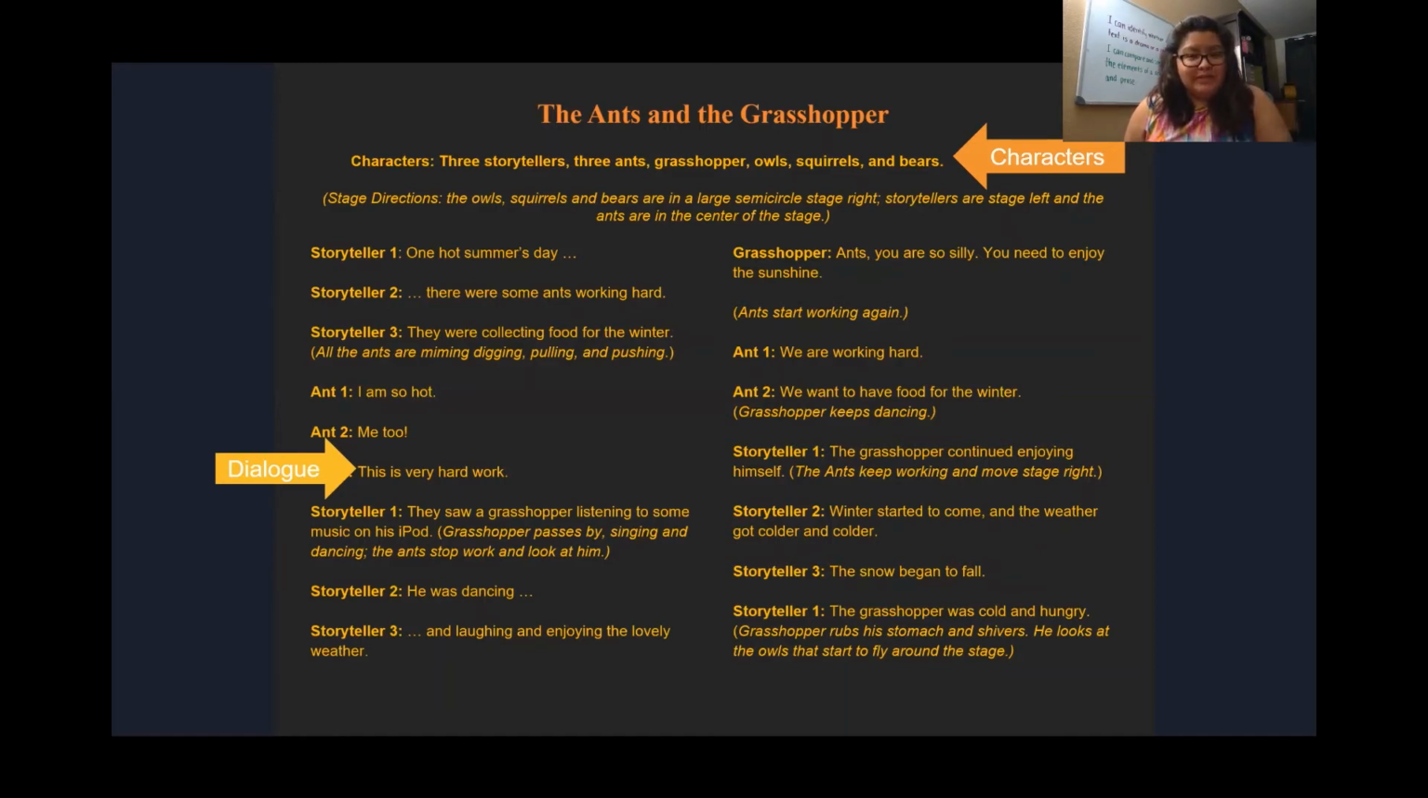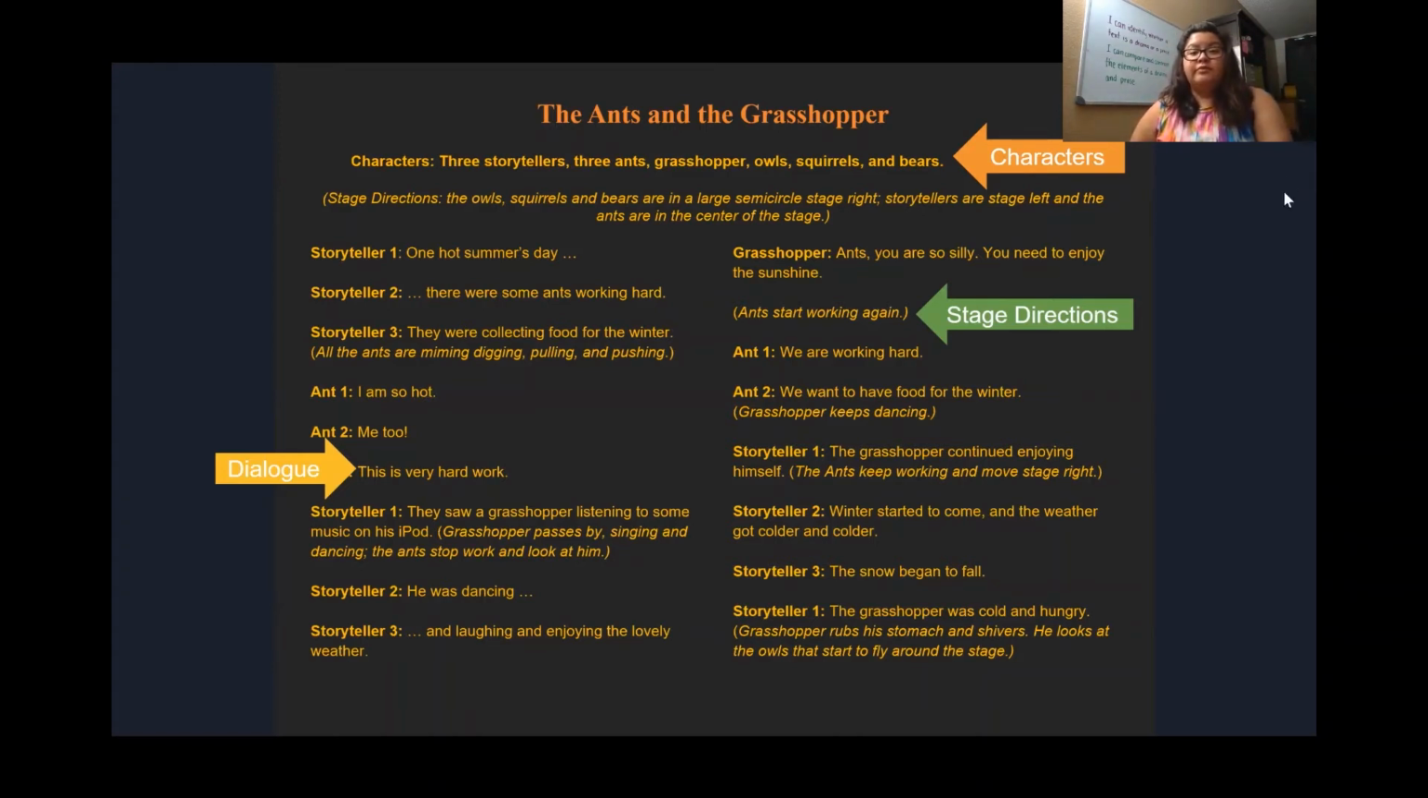Right here is dialogue. It says, "This is very hard work." And that was said by Ant 3, right? And the last thing present on this page, out of all the elements, is stage directions. There are several on the page, but let me point to one right here. "Ants start working again," right? It's just a direction. No one says it. It's just a, all right, you guys got to keep going.